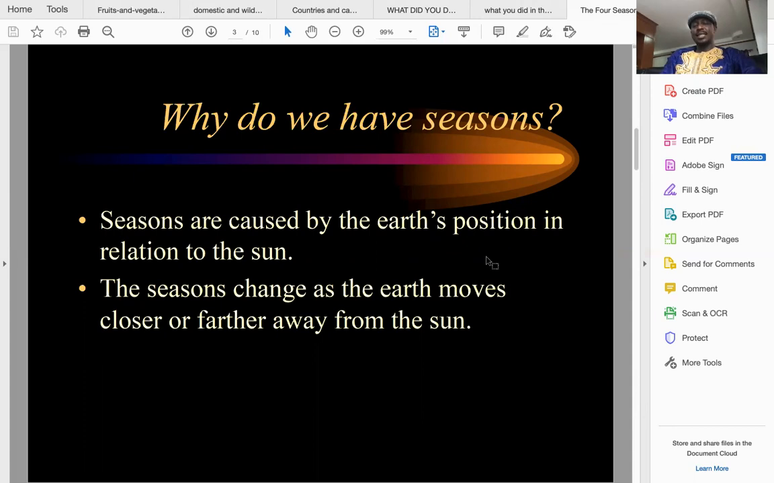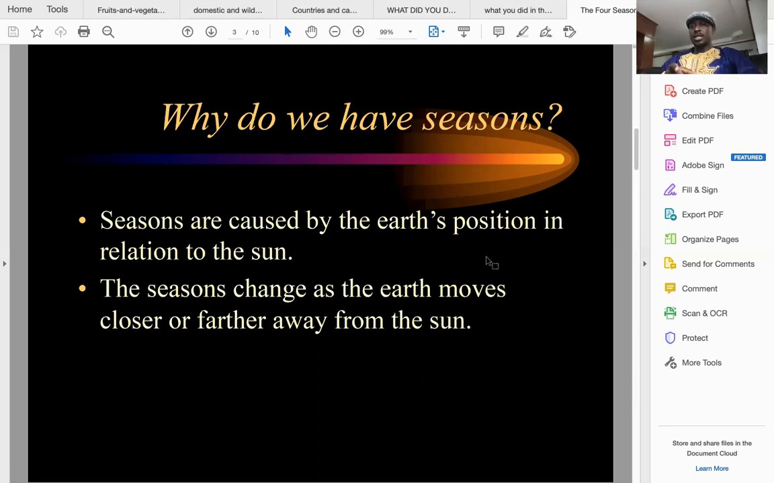So why do we have seasons? Seasons are caused by the Earth's position in relation to the sun. When you get to higher classes, you're going to learn about the Earth. You realize that the closer the Earth is to the sun, it changes in seasons. That's when places become warm, and the further the Earth moves from the sun, the temperature also changes, which may be cold. Okay, so the seasons change as the Earth moves closer and further away from the sun.